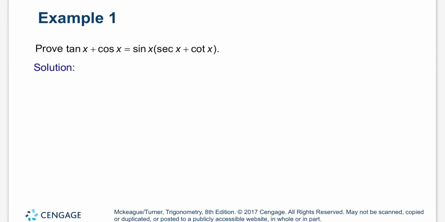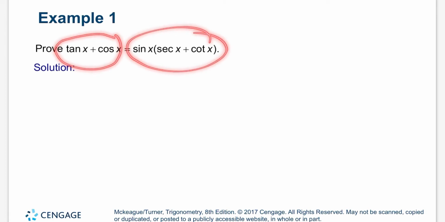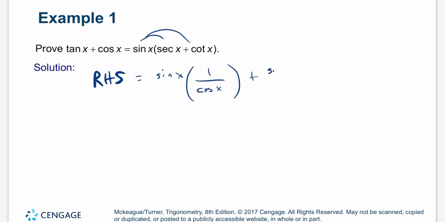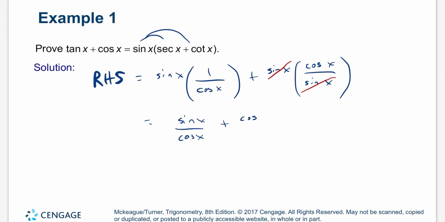So our first example, we're trying to show that the left side is equal to the right side. In this case, I would recommend working on the right side because we can distribute. So let's distribute. The right-hand side is going to equal sine of x times 1 over cosine of x, because that's secant, plus sine of x times cotangent, which I will change to cosine x over sine of x. And as you can see, these sines can cancel, and we're left with sine over cosine plus cosine. And sine over cosine is tangent by definition, and that is equal to the left-hand side.